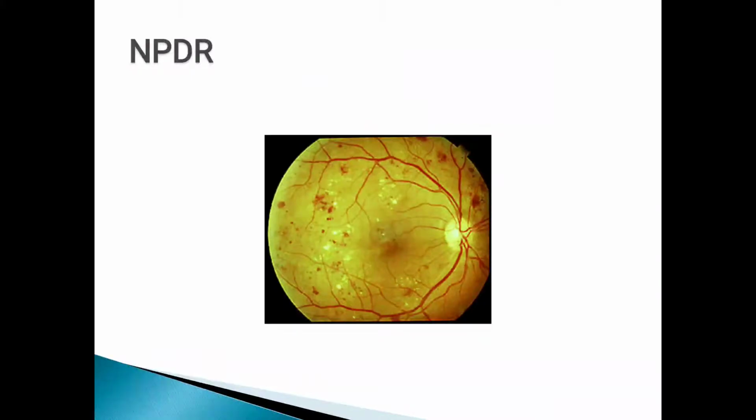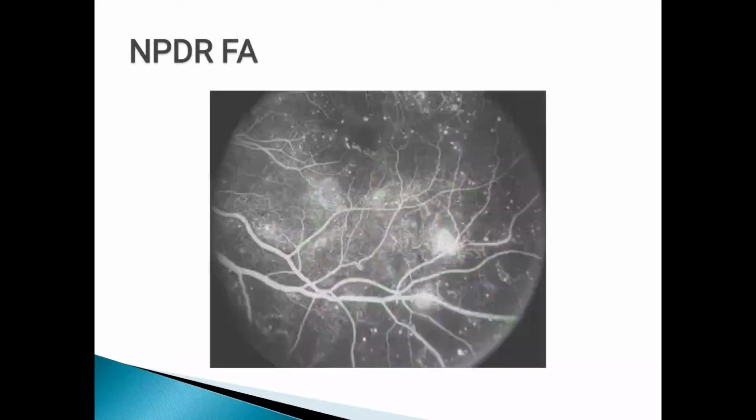Again, this picture shows how NPDR looks like. You can see multiple hemorrhages, you can see hard exudates in the retina, and if you count, probably there are more than 20 hemorrhages in each of the quadrants, so it is severe NPDR.